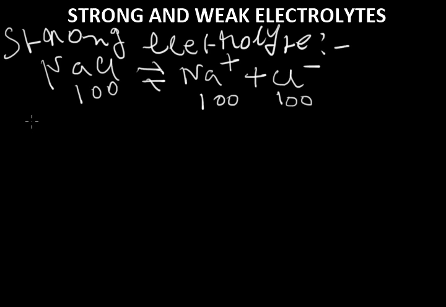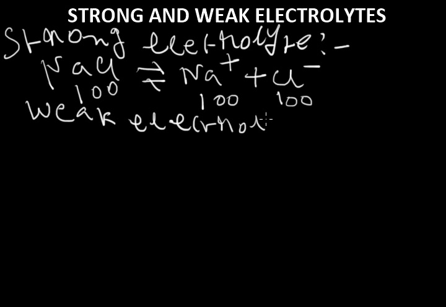Now, there are some electrolytes which don't completely ionize in aqueous solution. They are called weak electrolyte. Weak electrolytes are those which do not completely ionize in aqueous solution. As for example, acetic acid.